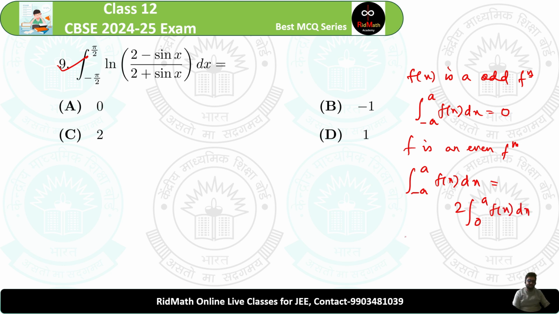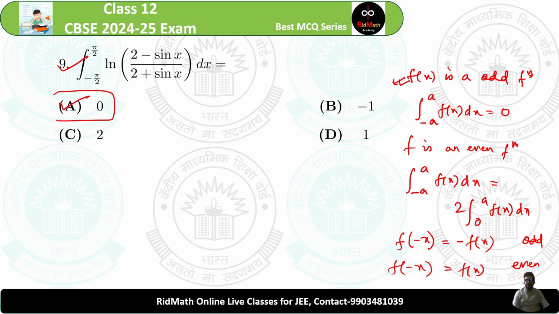And what is an even function and an odd function? If we put minus x in place of x, for an odd function it will give minus f(x), and for an even function it will give f(x). So we have to prove that this ln is an odd function. Then by this property the integral from minus a to a of f(x) dx is equal to 0. So the answer will be 0, option number A. We don't have to show the full proof because we only have to mark the answer.